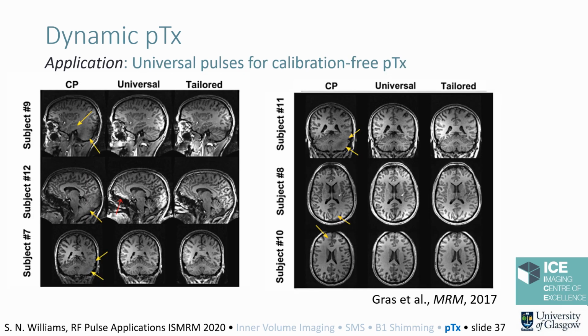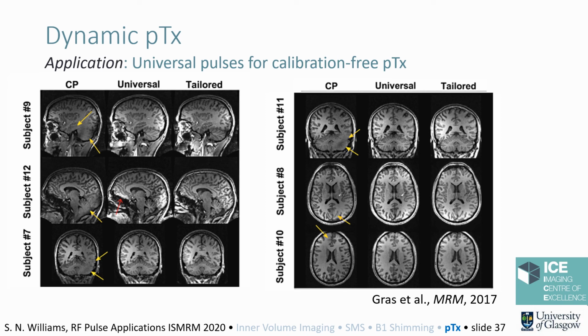To overcome the computational burden of online pTx pulse design, a newer promising method for parallel transmit is the universal pulse. Universal pulses are generated by optimizing pTx waveforms over a population of B1 and even B0 field maps. The assumption is that the population adequately represents the B1 and B0 variation that one might observe in an individual.